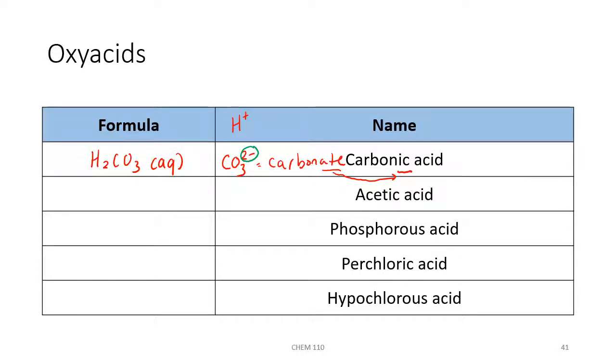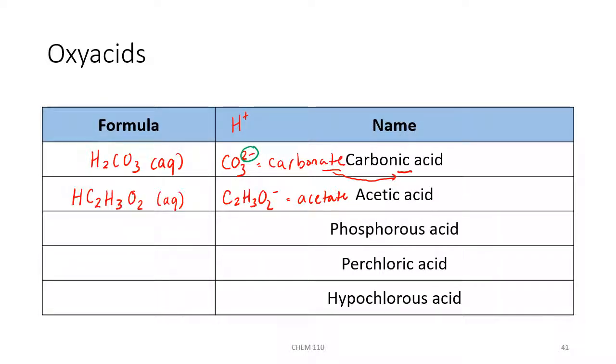Acetic acid is the acid that's formed from the acetate anion. Acetate is C2H3O2-. And since that whole polyatomic ion only has a -1 charge, I only need 1 hydrogen with it in the formula. That will be HC2H3O2, AQ.